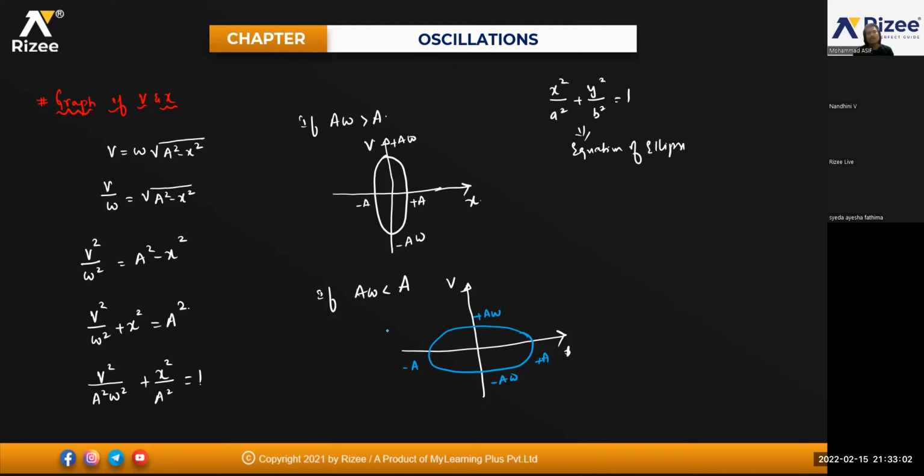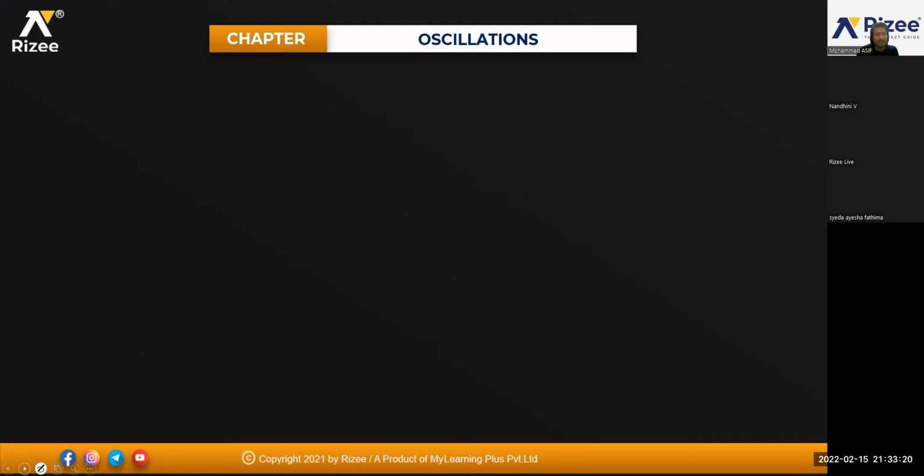Clear? Important graph. v square divided by a square omega square plus x square divided by a square will be equal to 1. You equate with the equation of your ellipse, that is x square divided by a square plus y square divided by b square is equal to 1. Okay, sure. Next one.